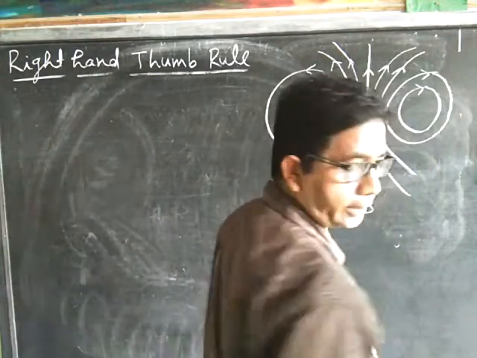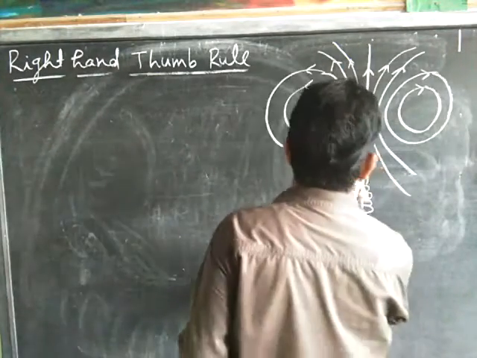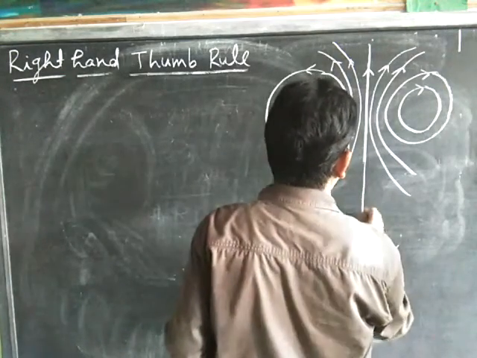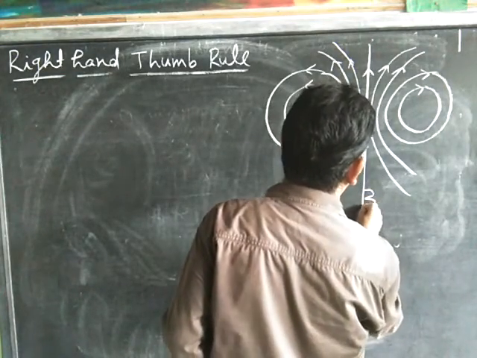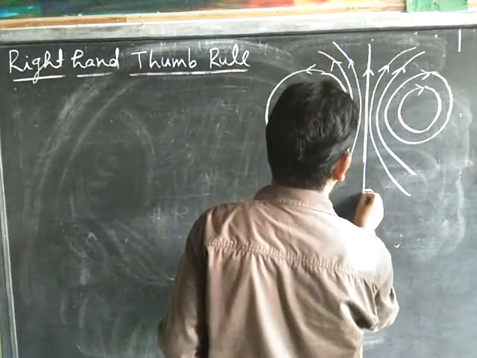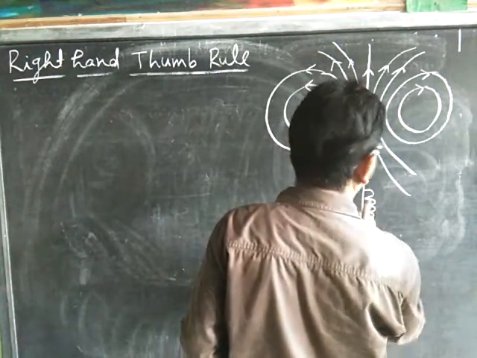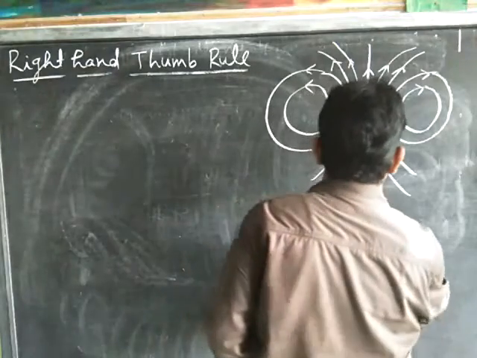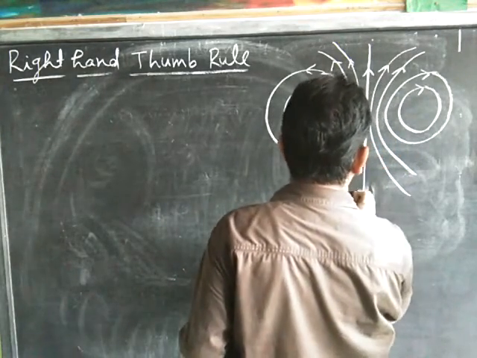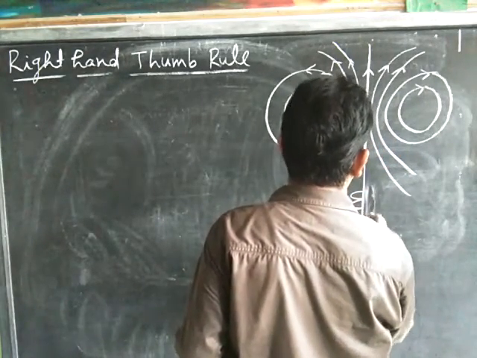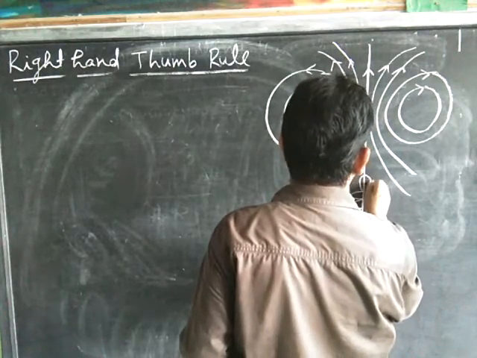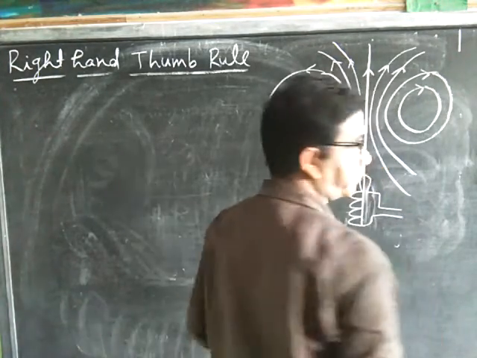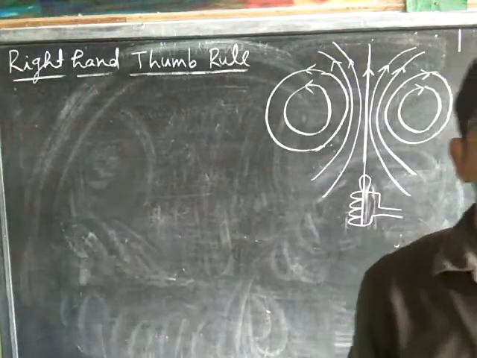Sorry, for the right hand thumb rule, this is my curl finger and this is my thumb. What is the right hand thumb rule?